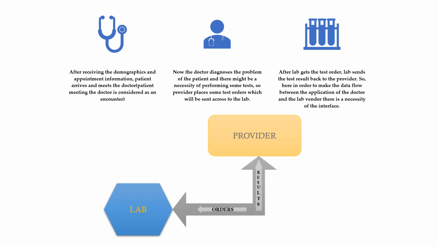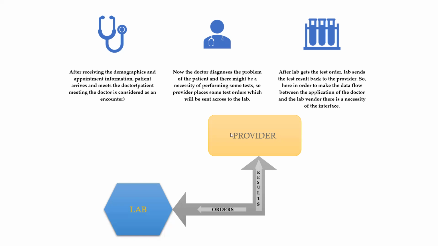So during the encounter, the doctor will try to diagnose the patient. If he's able to diagnose just by looking at the symptoms, well and good, but mostly that's not the case, right? They will try to place a few lab orders to determine what problem the patient has, and those orders will be sent to the lab system, which is nothing but the LIS system. So lab people will receive that order, collect the sample from the patient, generate the results and send them back to the doctors, who are called providers.